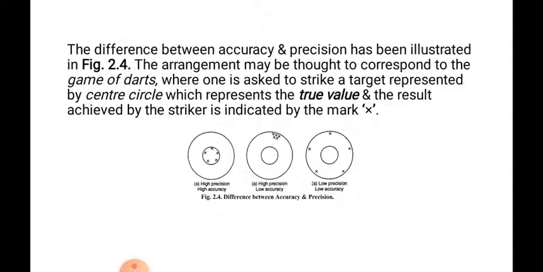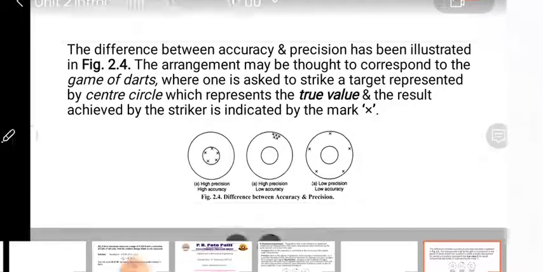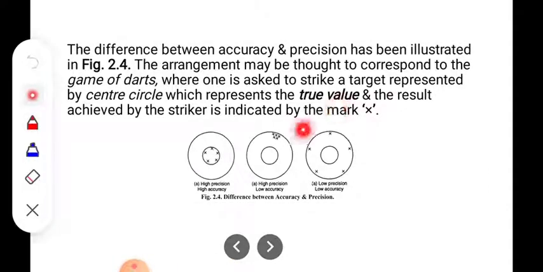And in the third case we can observe that each arrow has much more distance from the others. That's why we can say that in the third diagram, the precision is also low and accuracy is very low. So in the first figure we can say that the archer has marked all his arrows in the bullseye. That's why the accuracy as well as precision is high.